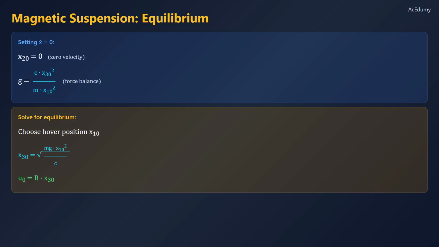Let us find the equilibrium for the magnetic suspension. Setting x dot equal to 0, x20 equals 0 since velocity must be 0. From the force balance, g equals c times x30 squared divided by m times x10 squared. This gives us the relationship between equilibrium position and current. We choose a desired hover position x10, then calculate the required current x30 equals the square root of m g x10 squared over c. Finally, the equilibrium voltage is u0 equals r times x30.